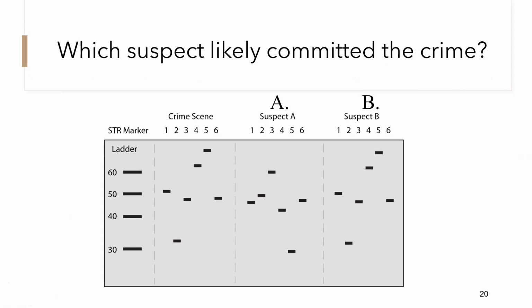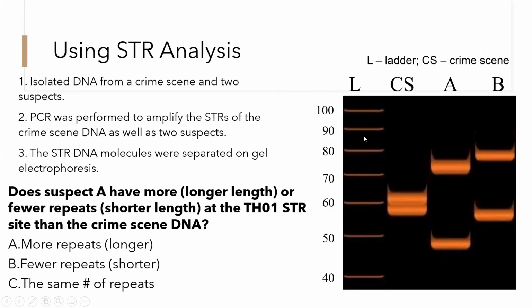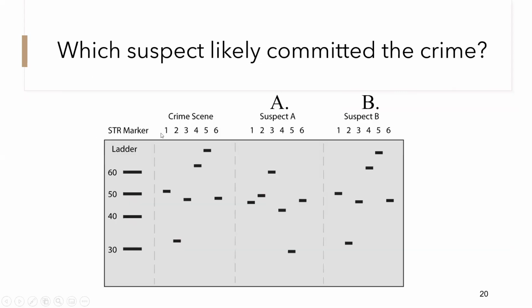All right, so now we are comparing across our suspects, and we have different STR markers in each of these wells. So this one happened to be looking at specific subjects and one specific marker. Now you can see that our gel is a little bit larger and you've got your markers across the top here. So for the crime scene, the STR markers are 1 through 6. For suspect A, 1 through 6. And then for suspect B, 1 through 6.